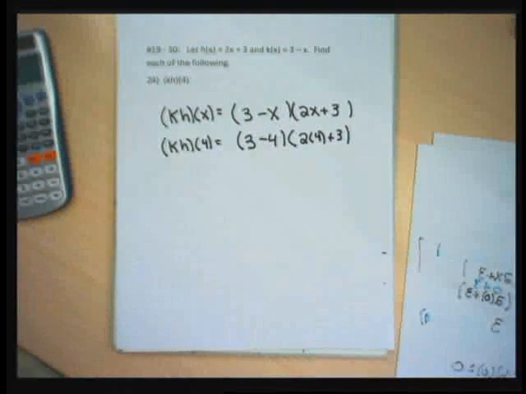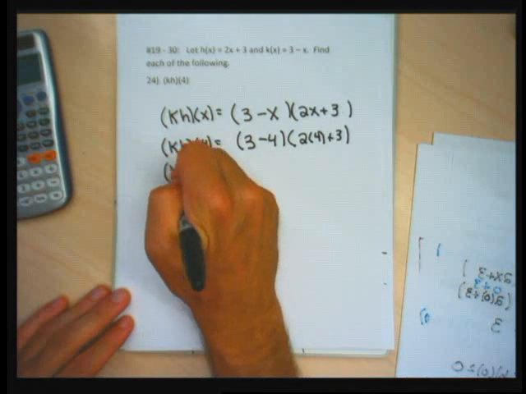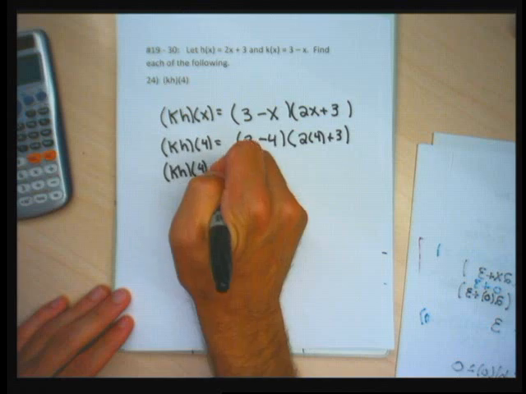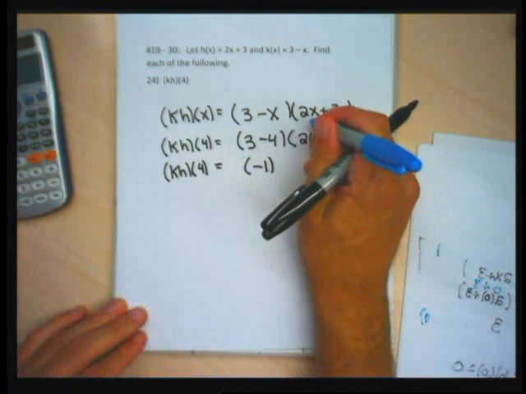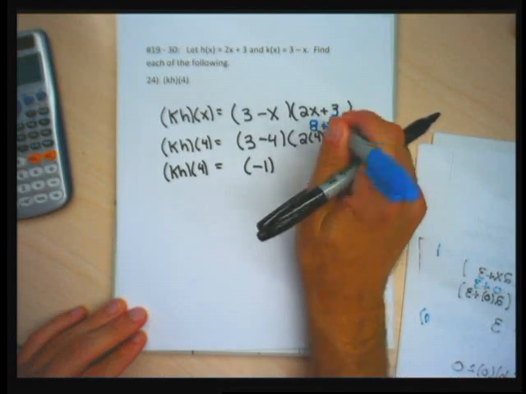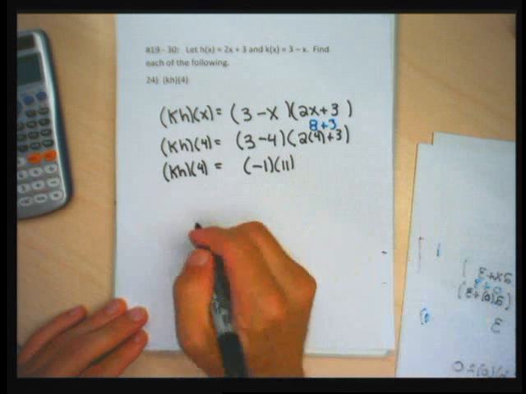So I'm doing that change. And again, if you need your calculator to reduce these, use your calculator. I don't care. I can do these pretty quickly without my calculator. First parentheses, 3 minus 4 is negative 1. Second parentheses comes out to be 8 plus 3, which is going to be 11. And negative 1 times positive 11 is negative 11.